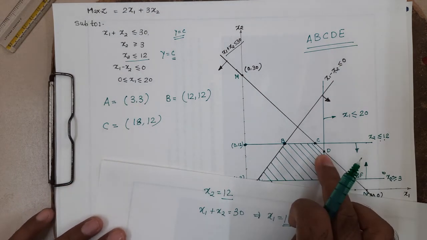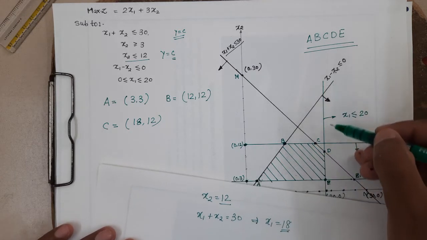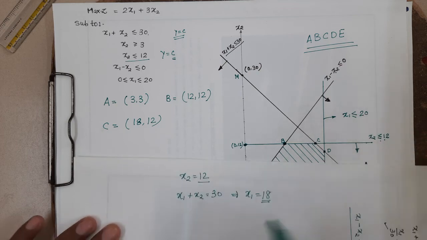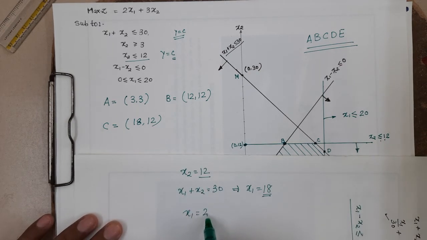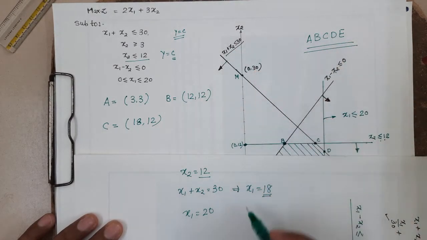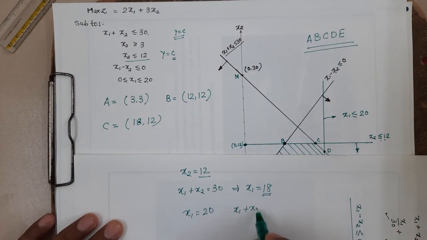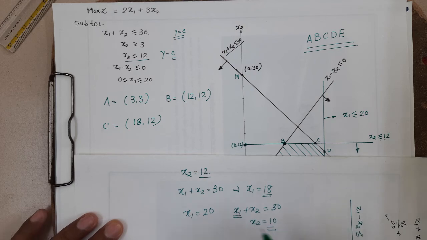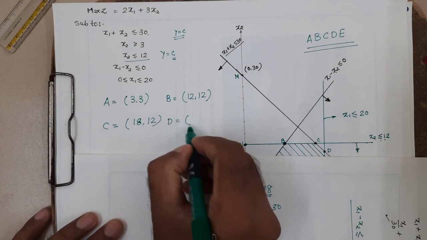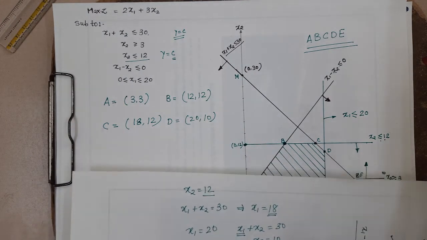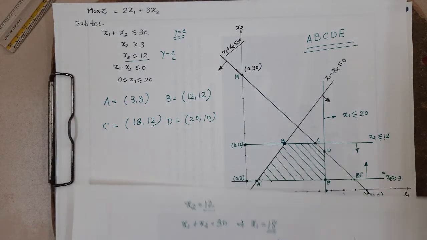Now D किस पे है? इस वर्टिकल लाइन पे है, और उसका इक्वेशन क्या है? x1 इज इक्वल टू 20. और किस पे है? इस ब्लैक लाइन पे है, जहाँ पे x1 प्लस x2 इज इक्वल टू 30 है. So if I place x1 is equal to 20, so I get x2 is equal to 10. So D point क्या निकल के आया है? So D point है हमारा 20,10. सिंपल है. इसको ग्राफ पे एक्यूरेटली ड्रॉ करोगे, यू कैन डायरेक्टली नोट दिस पॉइंट.